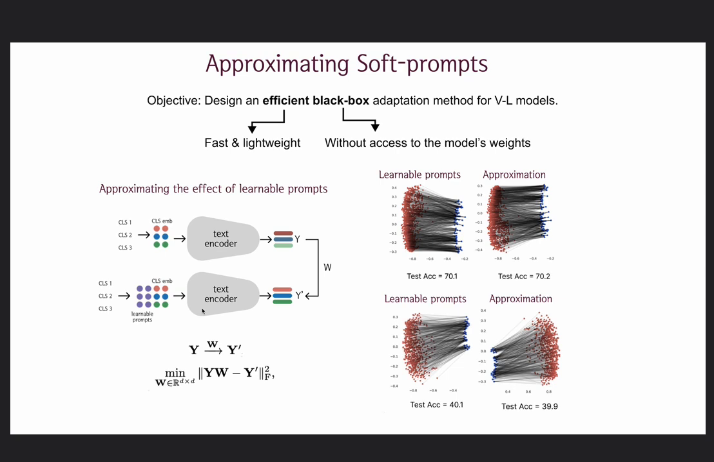In order to see if we can introduce an efficient and black box method, we can investigate if we can approximate the effect of soft prompts using a linear mapping. So first, we see if we can push the original text embeddings to be similar to the text embeddings obtained after learning the learnable prompts using a linear map. And after optimizing this objective, we can see that the obtained results are similar, either with just the linear map or with the learnable prompts.